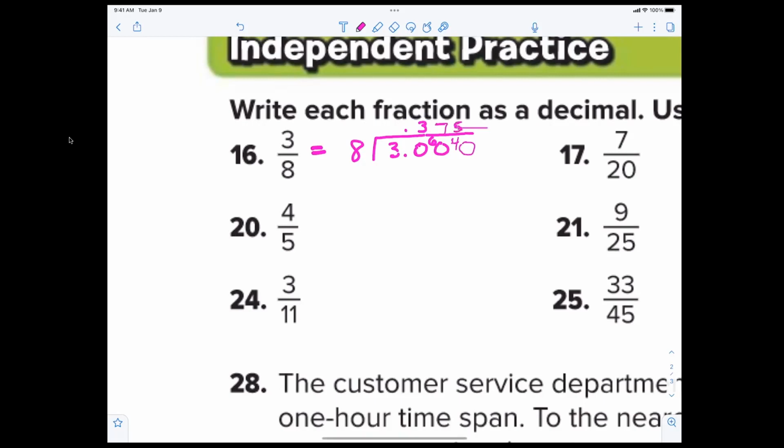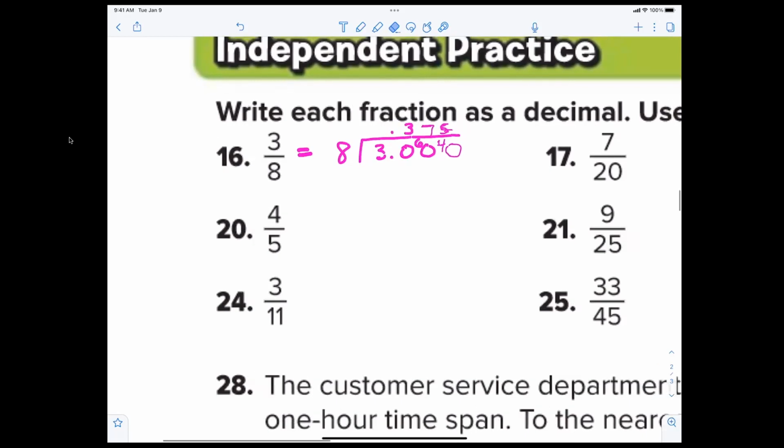You with me? All right. I'm happy with that. 0.375. And eventually we'll just know we've done 3/8 so much, we're just going to say it's 0.375. All right, I'm good with that.